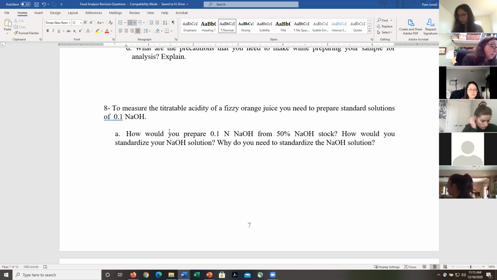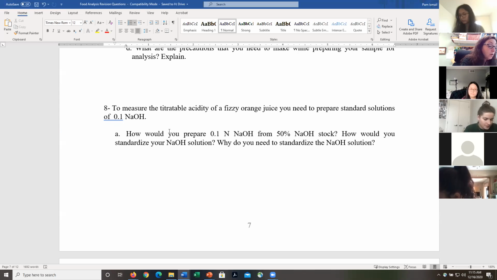So 50%, meaning 50 grams in 100 milliliters. When I talk about normality or molarity, that means in 1 liter. So I need to know the amount of NaOH present in 1 liter, so I can unify the units and determine the molarity or normality of the 50% NaOH. So this means I have 500 grams in 1 liter, 1,000 ml. If I have 50 grams in 100, I have 500 in 1,000.